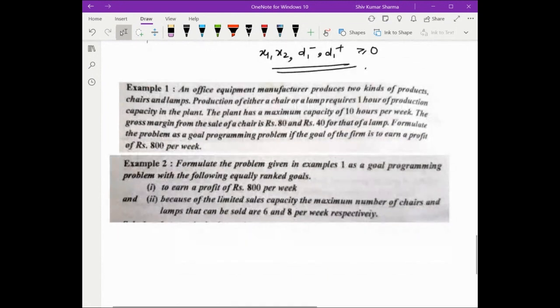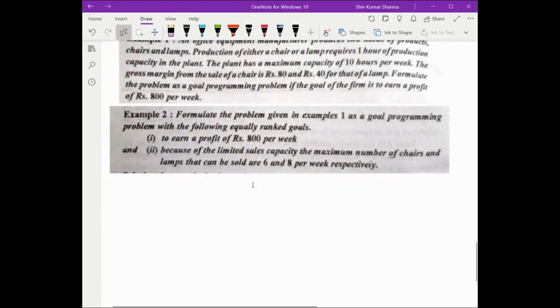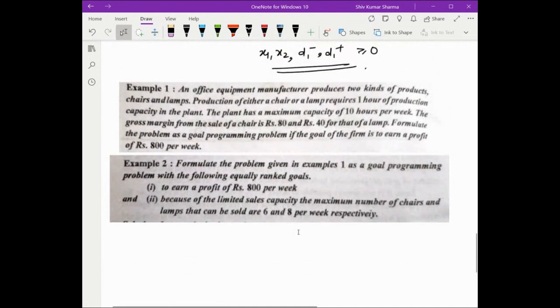Yes. So this is our example 1, and this is example number 2. One condition is given in this form, that means because of limited sale and capacity, the maximum number of chairs and lamps that can be sold are 6 and 8 per week respectively. This is the second condition. So we formulate the same problem.